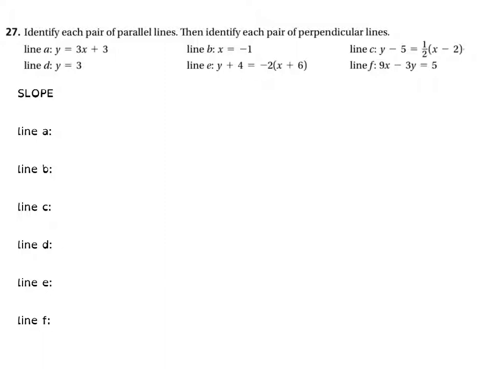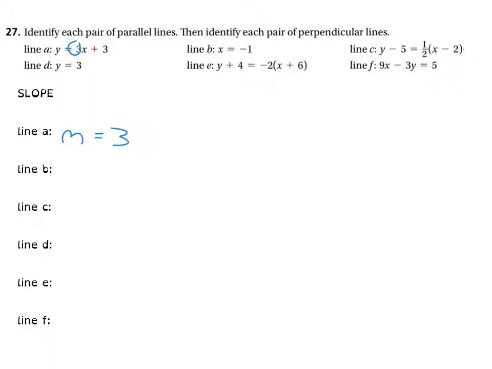Well, for line A, and I'm going to write m equals for the ones that we already know. For line A, m, the slope, is right there, 3. The slope is 3. We can just write it. Okay? And line B, well, interesting. Let's take a look at what line B is.